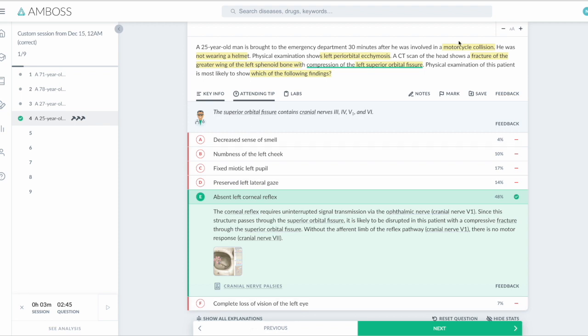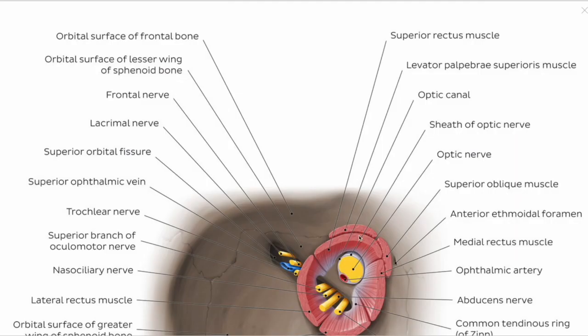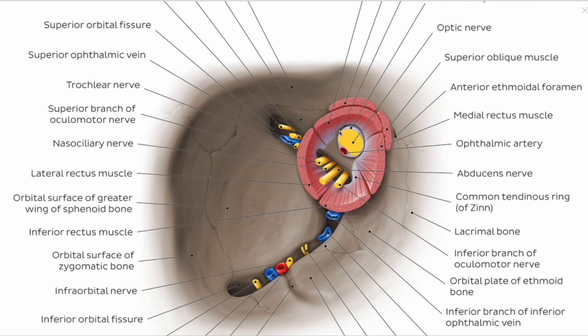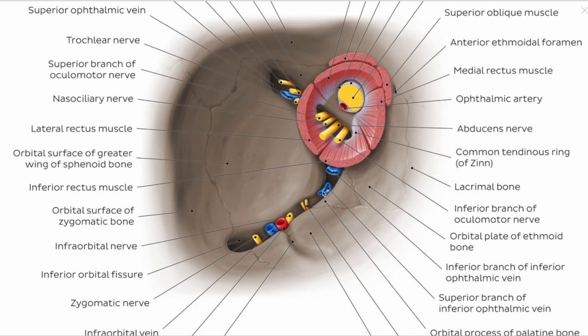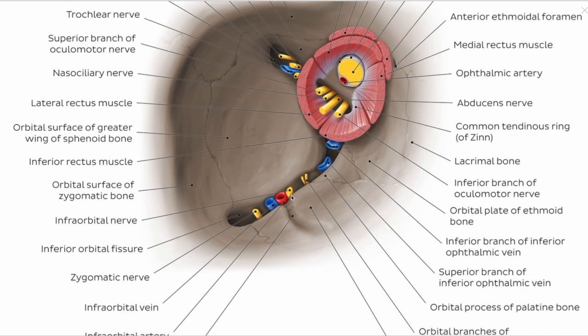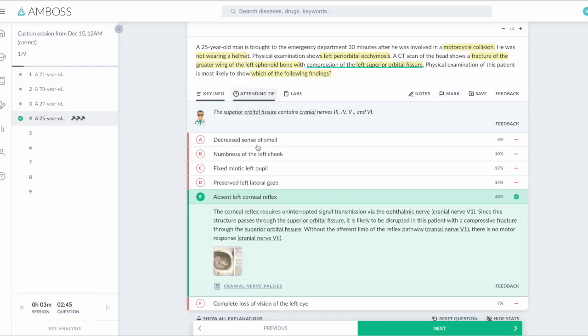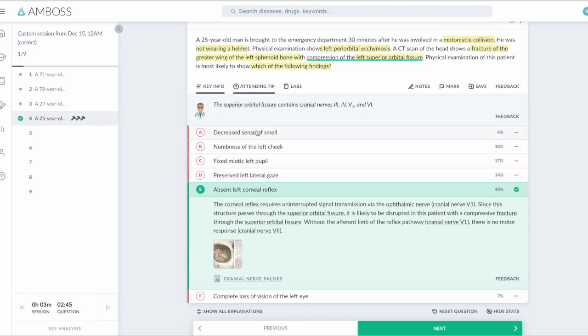Now, if you want to check the other choices, for example, complete loss of vision would be on the optic nerve, and the optic nerve doesn't go through the superior orbital fissure. If you check here, guys, this is the optic canal, and here is where the optic nerve is. It has nothing to do with the superior orbital fissure, which is right here. And the inferior orbital fissure has the infraorbital nerve, which gives sensation to the cheeks. And so we're going to exclude numbness of the left cheek, because the nerve that supplies the left cheek goes through the inferior orbital fissure, not the superior, right? Decreased sense of smell.